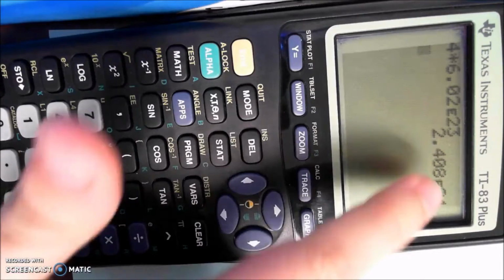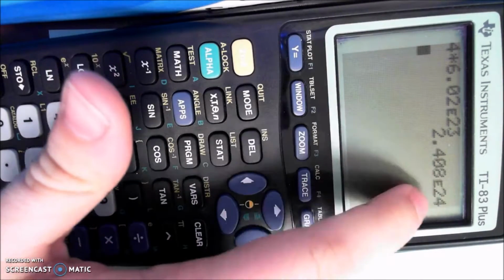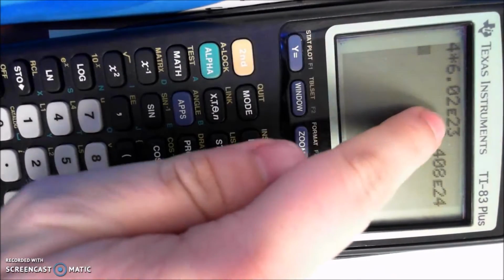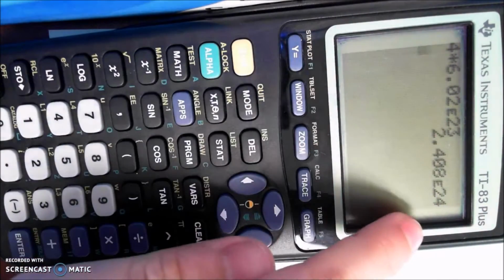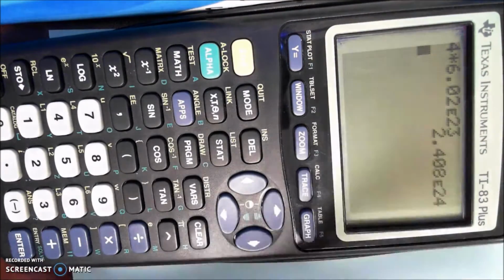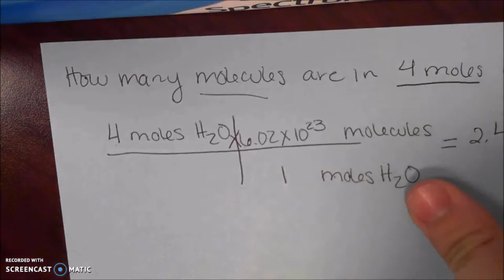So the way you would write this on your paper would be 2.4 times 10 to the 24th, because remember, E23 meant times 10 to the 23rd. So E24 means times 10 to the 24th. Okay, so we practiced that one. Let's go ahead and do one more.